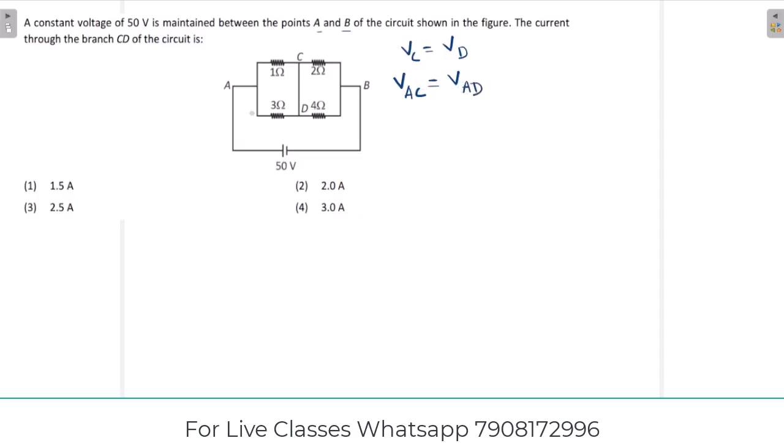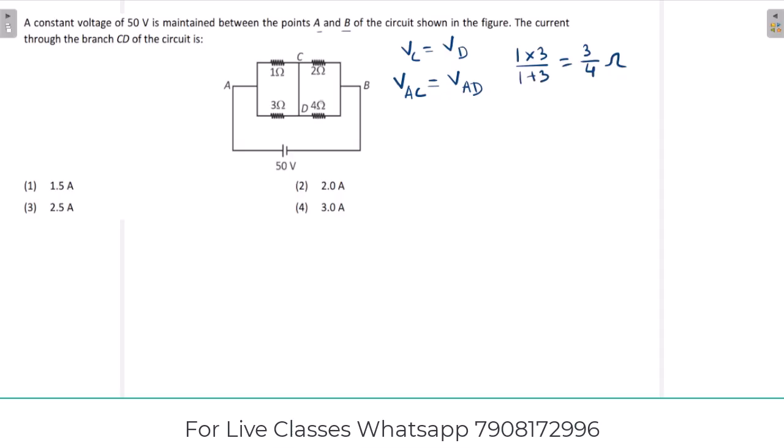Now let's assume, so A and C or A and D, these 1 and 3 ohm resistances are in parallel. So the equivalent resistance of these 1 ohm and 3 ohm resistances, when two resistances are in parallel, we can get 1 into 3 divided by 1 plus 3, that is 1 by R equal to 1 by R1 plus 1 by R2. So this is equal to 3 by 4 ohm.